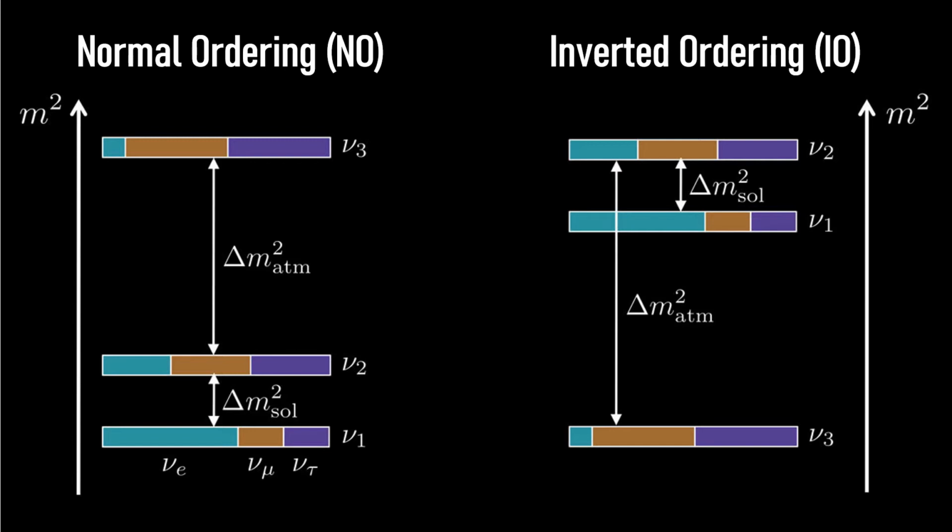The other option is the inverted mass ordering, where the nu3 neutrino is the lightest. The electron neutrino is mostly made of one of the heavier neutrino mass states.